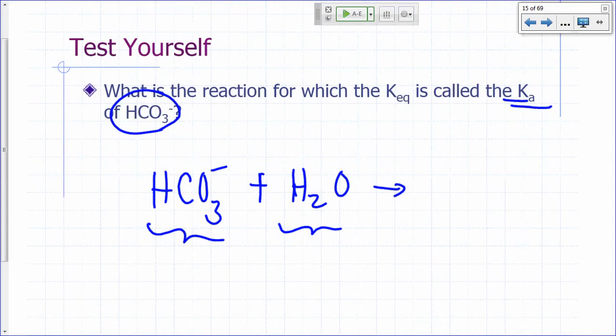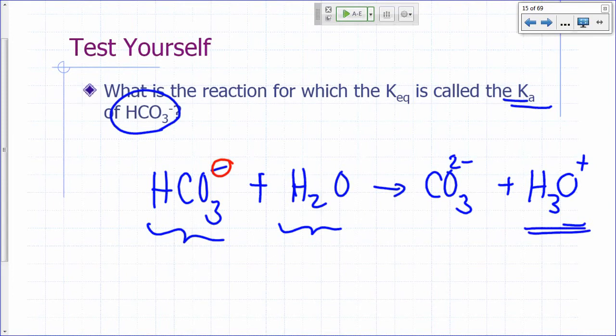It loses an H plus. So when HCO3 minus loses an H plus, what's left behind? CO3, but what's the charge now? Instead of -1, it's now -2. It's lost another plus charge, so it's now -2. And what happens to your water? H3O plus. You always end up with that product right there: the conjugate base of the acid and hydronium ion. So this is the reaction for which the equilibrium constant is called the Ka of HCO3 minus.